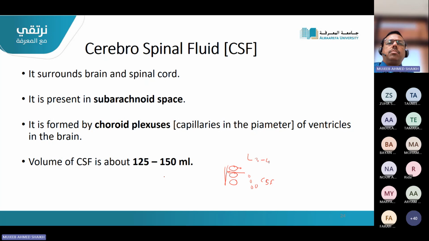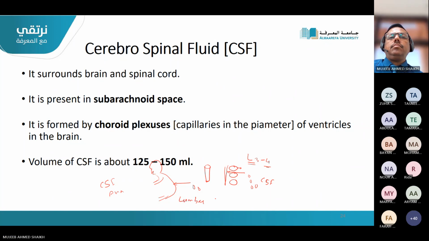In the lumbar region, suppose this is the back of the person. These are the arms, the legs. So we will put a needle here in between L3 and L4 to bring the CSF, and we will test it in the lab for finding out the cause of the disease related to the brain. This is called CSF analysis, and this procedure is called lumbar puncture.